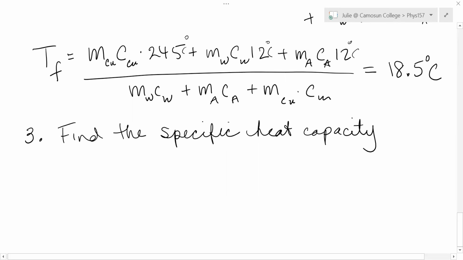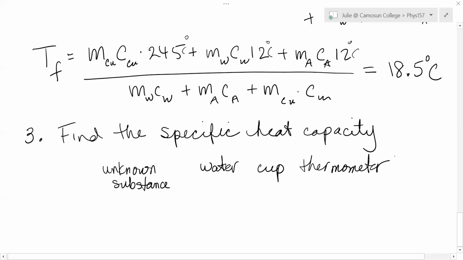Now the setup is exactly the same as the one above. You do the columns, you put all your objects in, you put the losers and the gainers. Now, it's a hot sample of this unknown substance. And now we have the cup, we have the water, and we have a thermometer. But now they're going to tell us the final temperature, so that makes it a little bit easier. So this is the unknown substance. Make your table. And then you've got the water, the cup, and you've got a thermometer in the cup. So that's going to take up some heat too. That's why you have to put it in there.